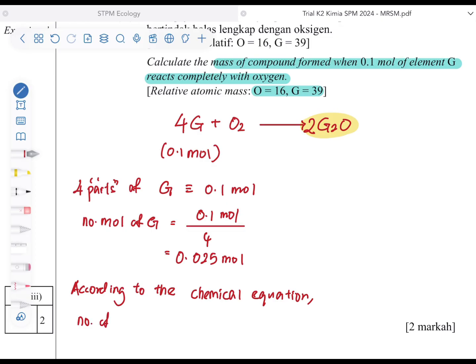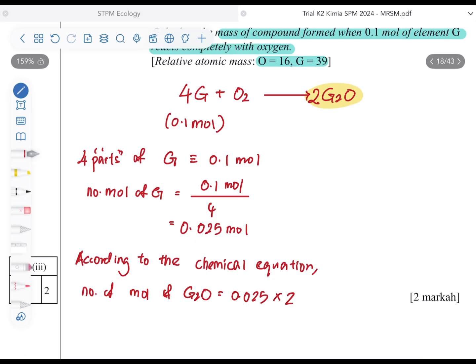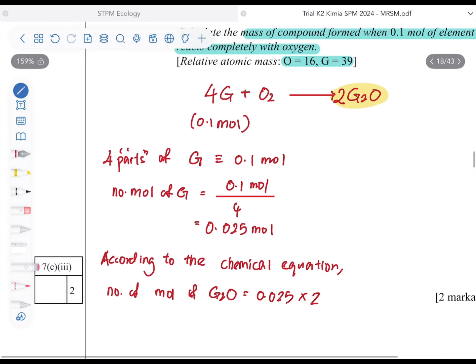The number of moles of G2O equals 0.025 mole times 2, because based on the equation, 4 parts of the G will form 2 parts of the G2O. That's why you need to times it by 2. So you will get 0.05 mole of the G2O.